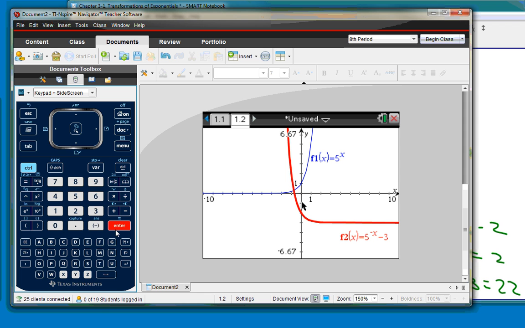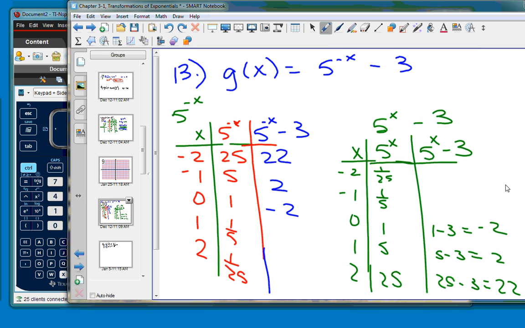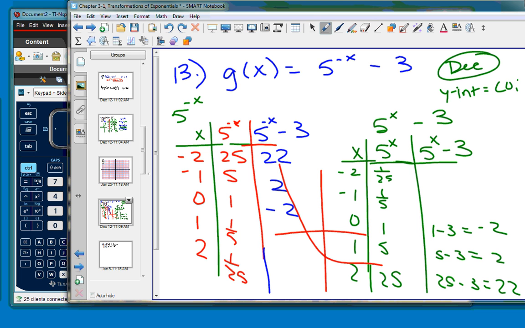What's my y-intercept? 0, 2, right? Because I shifted it. I shifted it down. Okay? So if I'm looking at this thing, my graph is going to go like this. You can see it's going to go like that. So it's going to be a decreasing function. My intercept is going to be now at 0, 2. And my asymptote is going to be at y equals -3. Do we understand that?